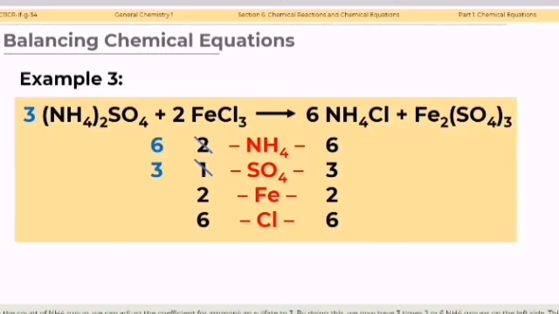To match the count of NH4, we can adjust the coefficient for ammonium sulfate to 3. By doing this, we now have 3 times 2 or 6 NH4 groups on the left side. This group is now balanced. Also, the count of SO4 on the left side increases to 3, which matches the count of the SO4 group on the right side. At this point, the equation is already balanced.